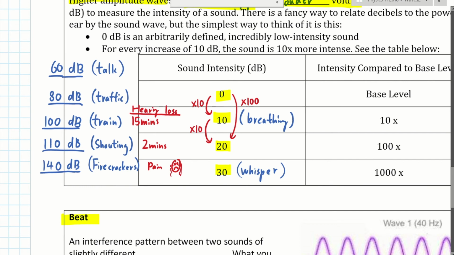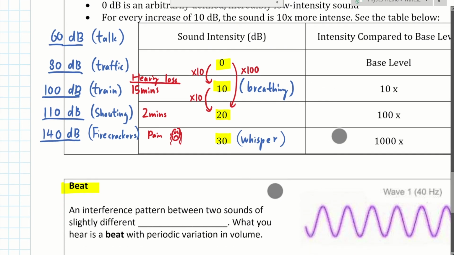Now, of course, you do not have to know exactly the level. You can always refer back to this chart. You do need to know that every increase of 10 decibel is actually 10 times more intense, not just 10. So 0 decibel to 30 decibel, for example: a sound that's 30 decibel is not 30 times more intense, it's 1,000 times more intense.